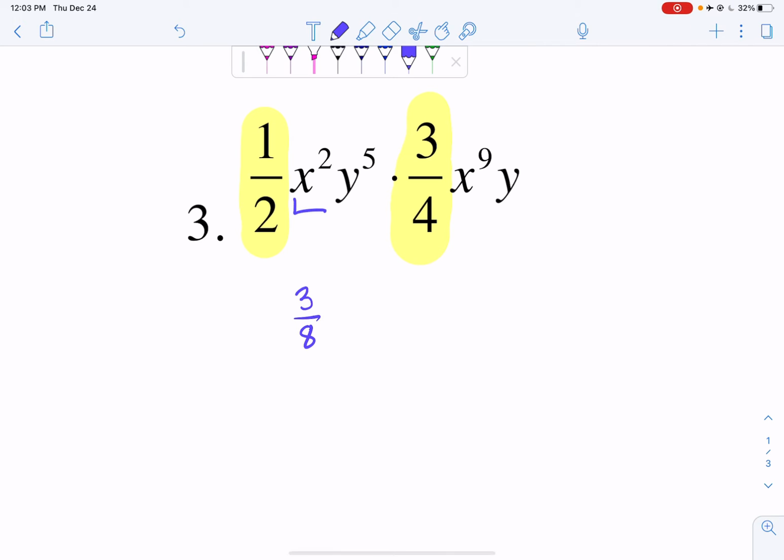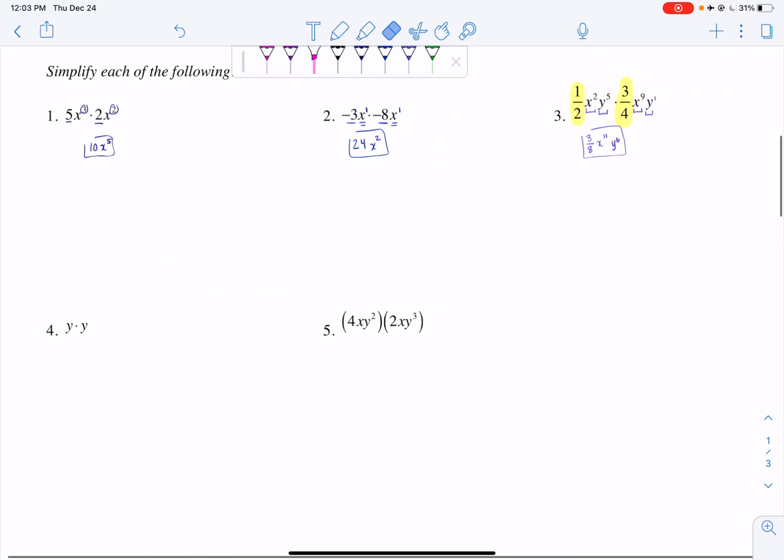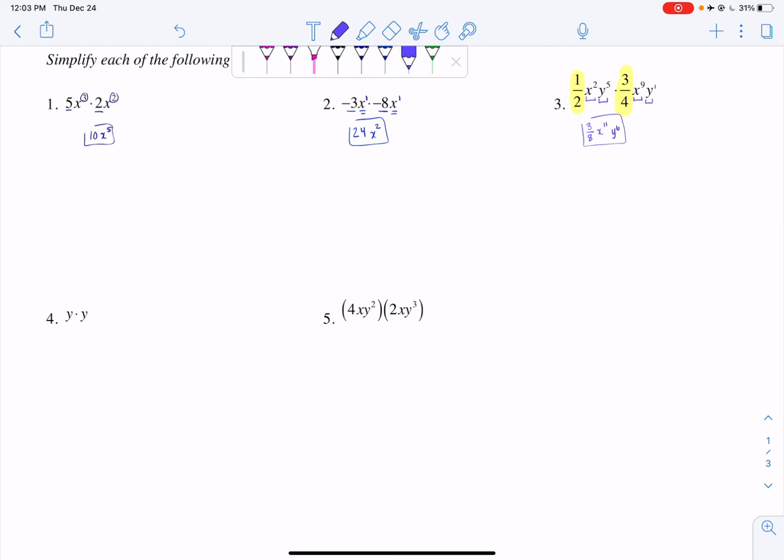Now I look at my x's. What's 2 plus 9? 11. Look at your y's. Ooh, there's a 1 here. What's 5 plus 1? 6. So my final answer is 3 over 8 x to the 11th, y to the 6th. You should try to do the next few by yourself, but if you're still stuck, pay attention.